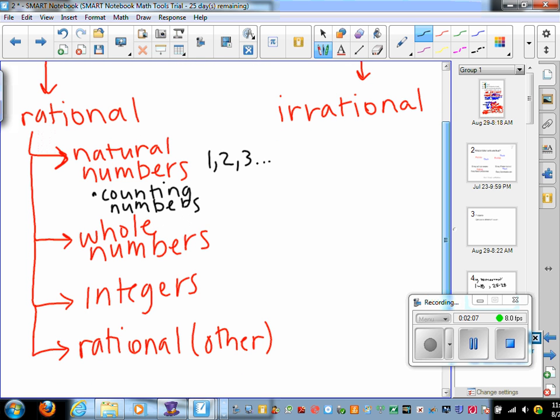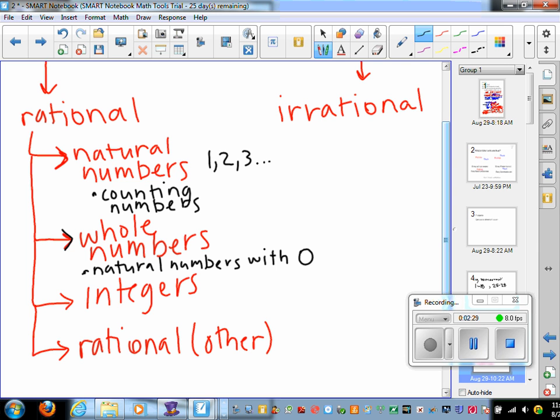So when we get down to whole numbers, right here, this next arrow, these are going to be just like the counting numbers, but it's going to include 0. So natural numbers with 0. So these are going to be numbers like 0, 1, 2, 3.